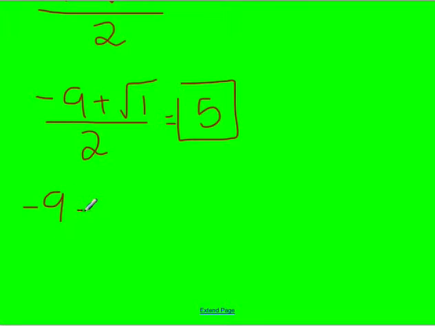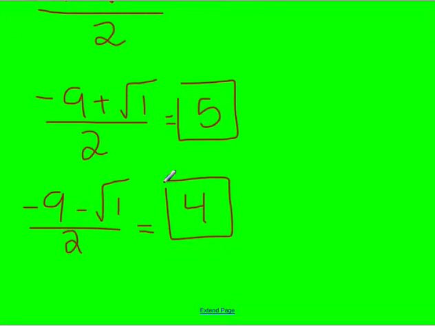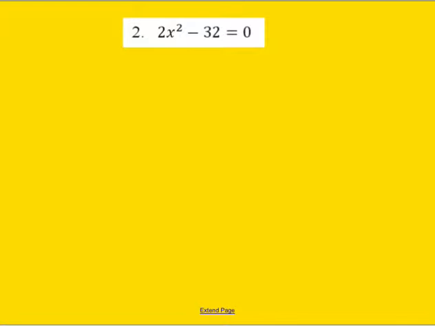So we have negative 9 minus the square root of 1 over 2. So you're going to do negative 9 minus the square root of 1, hit enter, then whatever that answer is, divide it by 2, and you get 4. So the answer for that is 5, 4. That's your final answer for the quadratic formula. Let's take a look at number 2.